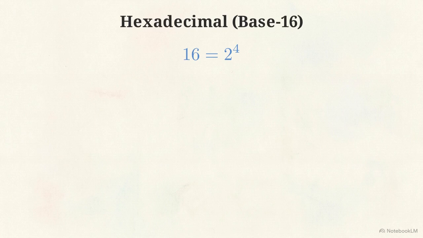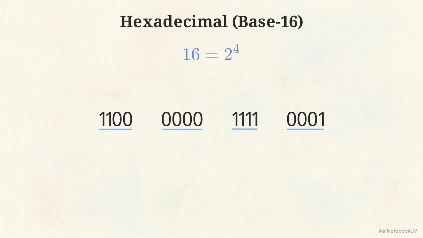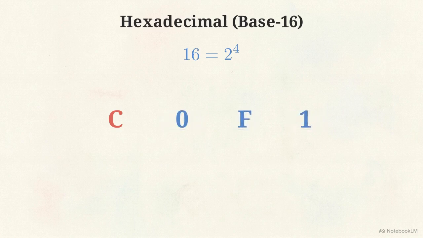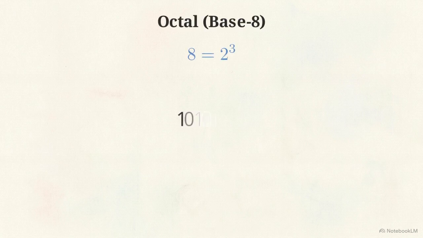Hexadecimal, or base 16, works because 16 is exactly 2 to the 4th power. This mathematical alignment allows us to group any long binary sequence into uniform blocks of 4 digits. We can translate the first block, 1100, into the decimal 12. Since base 16 uses single characters for values up to 15, the decimal 12 is represented by the letter C. Converting the remaining blocks reveals the compressed code. This shorthand reduces a cluttered 16-bit string into 4 clear characters, C0F1.